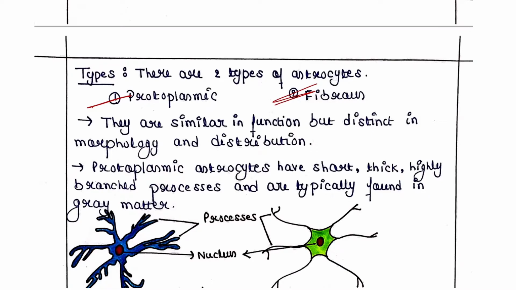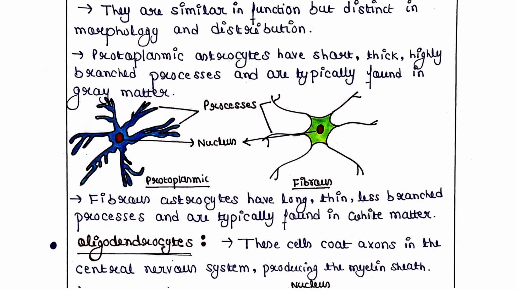Protoplasmic astrocytes have short, thick, highly branched processes. Here you can see this is the protoplasmic astrocyte. The processes are short, thick and highly branched, and here we can see the nucleus. They are typically found in gray matter.